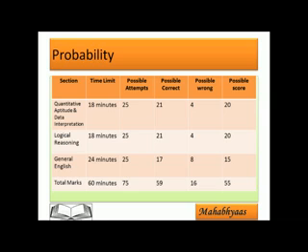Try to solve not more than 25 questions in 18 minutes in logical reasoning. If 21 are correct and 4 are wrong, then the possible score in logical reasoning is 20 marks.